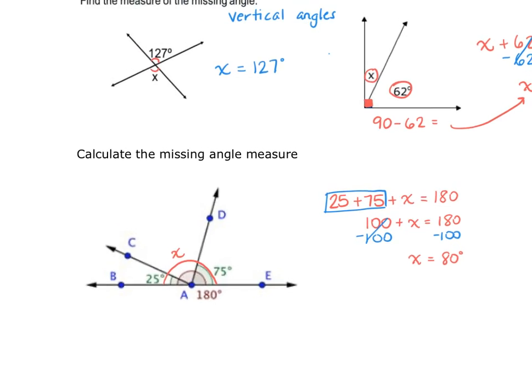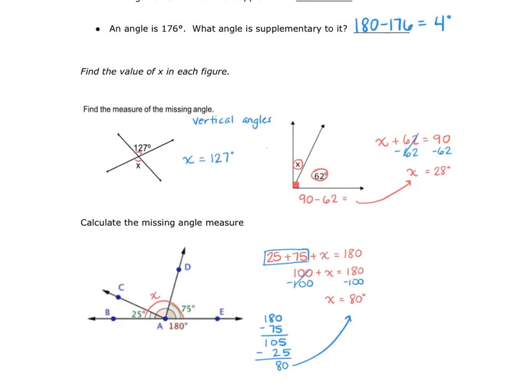Or you could always just do 180 minus 75, which gives you 105, and then subtract 25, which would then give you 80, the same exact number. However, this way is not the algebraic way of thinking. This is the algebraic way of thinking. This is the way we want to start solving our problems. We want to do this in a way that makes sense algebraically.